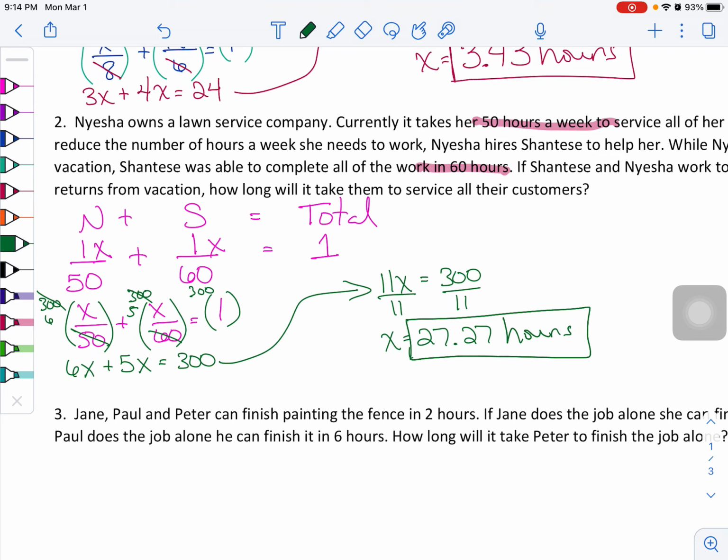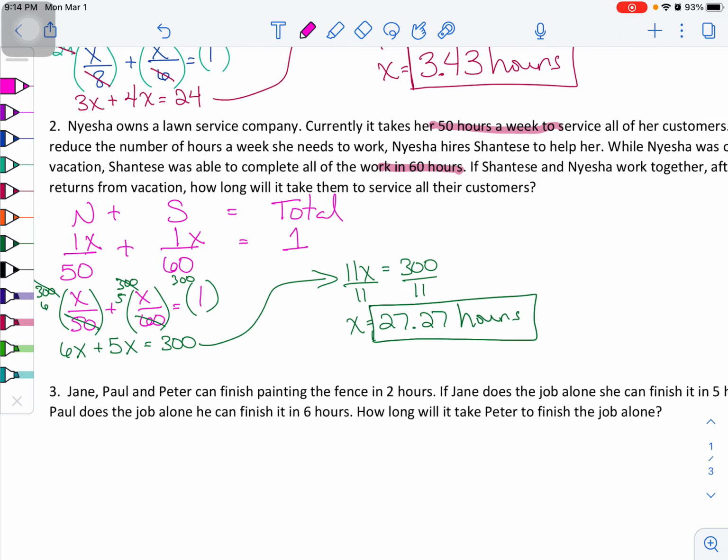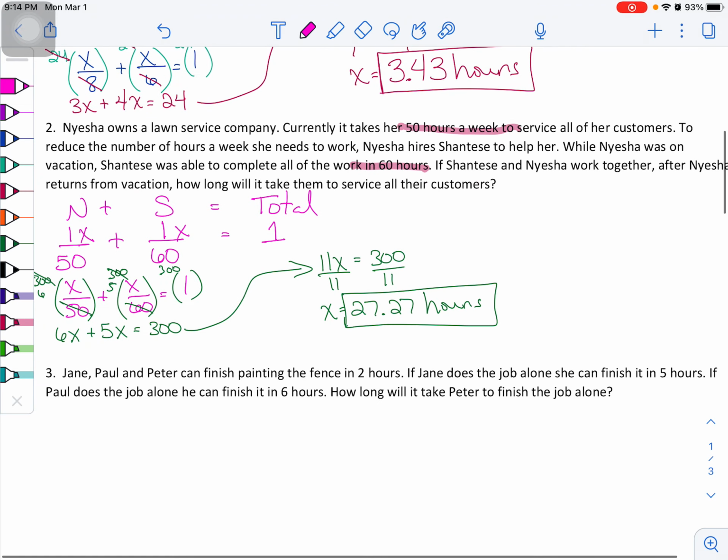So if these 2 people work together, it would only take them 27.27 hours to complete all of the jobs. Whereas if Naisha did it on her own, it's 50 hours. Shantice on her own is 60 hours. So clearly working together is much faster.